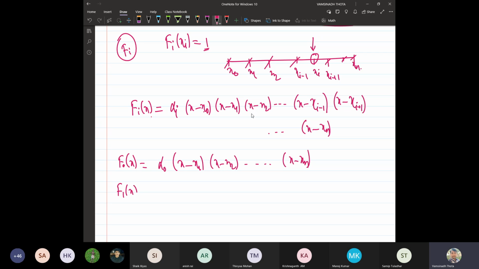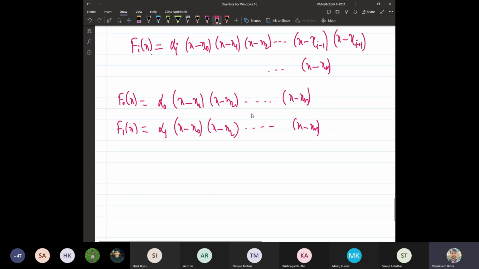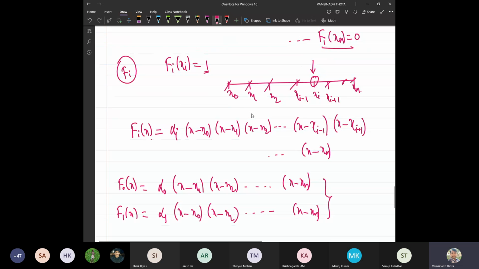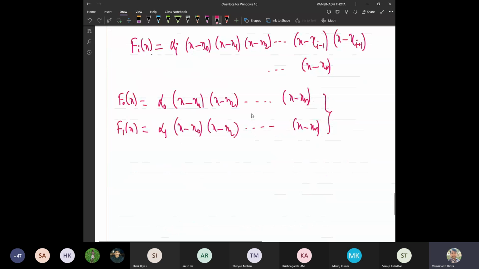Now what is f1 of x? Alpha1, a constant, times x minus x0. x0 is a root. Then x minus x2, and x minus x1 is missing. Why? Because at x1, f1(x1) has value 1. So that is a non-zero number, so x1 is not a root. And so on, x minus xn. Similarly, all the other polynomials also follow. Okay, so this is where I will stop the session.